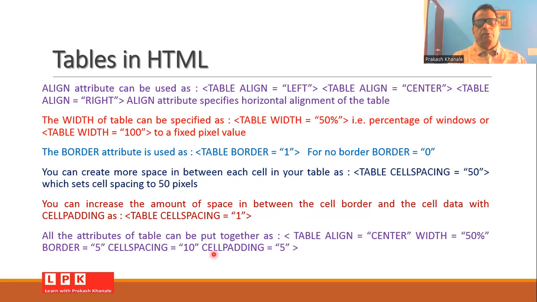All the attributes of the table can be put together. Whenever you write a table tag, whatever the required attributes are, all such attributes can be incorporated within the table tag itself. Align is equal to center, width is equal to 50%, border is equal to 5, cell spacing is equal to 10, and you can put cell padding is equal to 5.